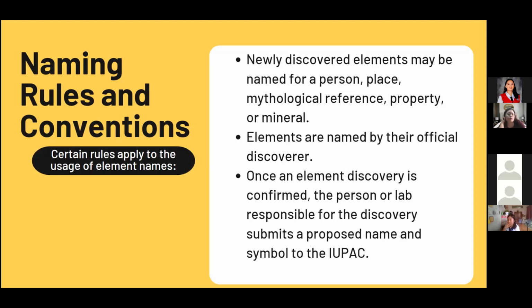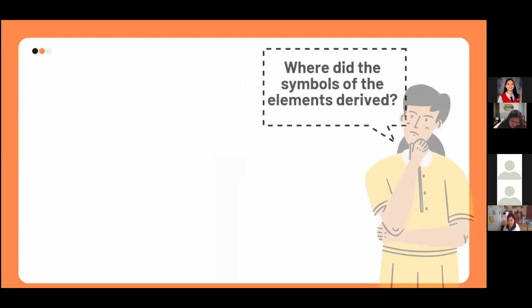So in addition, hindi lang element yung gina-verify ni IUPAC. Kasali na dito yung name and symbol na ma-propose ng discoverer. Kasi dapat distinct talaga yung iyong name and yung symbol. Kasi kung hindi, kailangan mo mag-come up ulit ng mas unique na name and symbol for your element. So that's the last rule, I think. Okay.